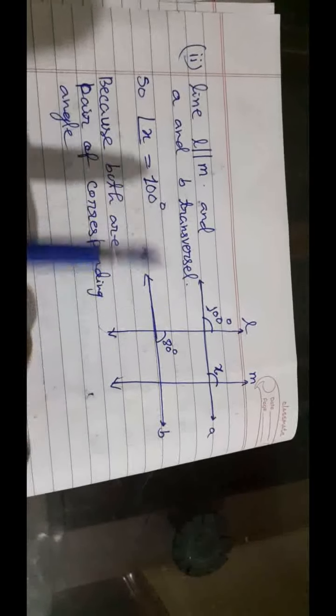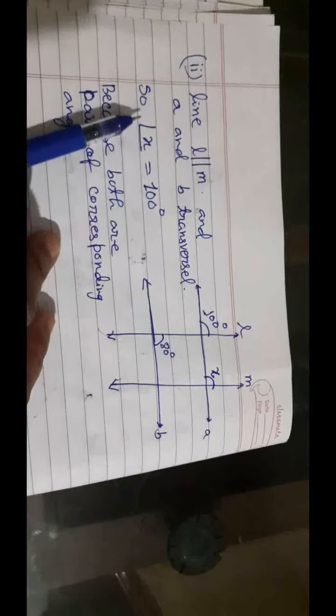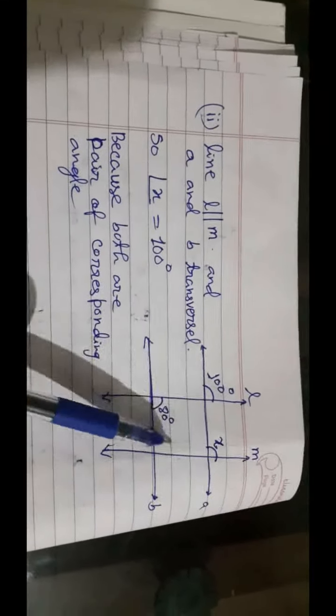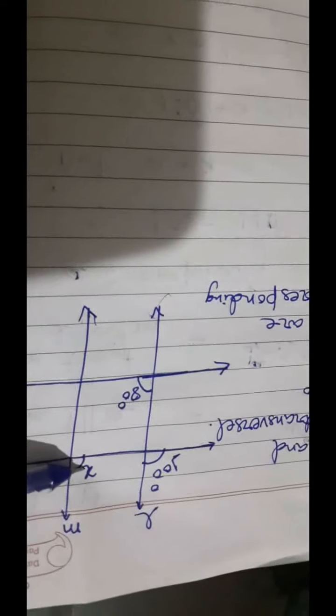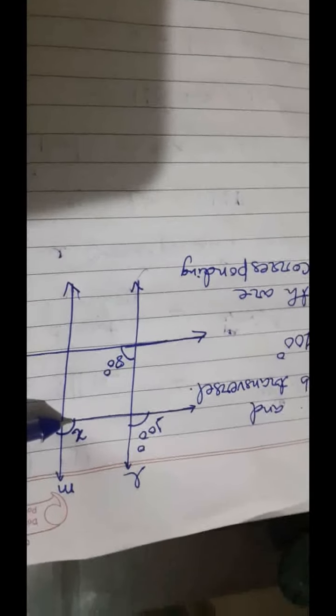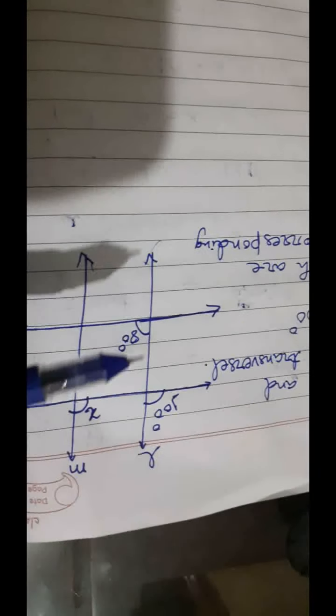Now see the second question, question number 2. Lines L and M are also parallel, okay? And AB is the transversal. Find the value of x, this one. This is given, but both lines are parallel. So if we move the line this way, we can say this angle and this angle are equal, because both are a corresponding pair. Yes, so x equals 100.